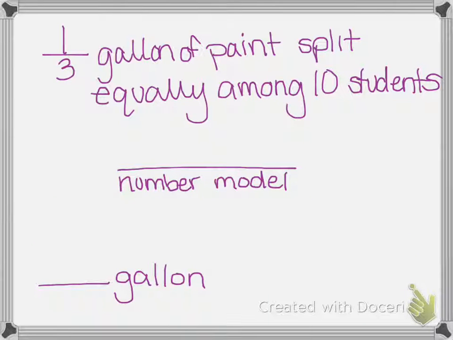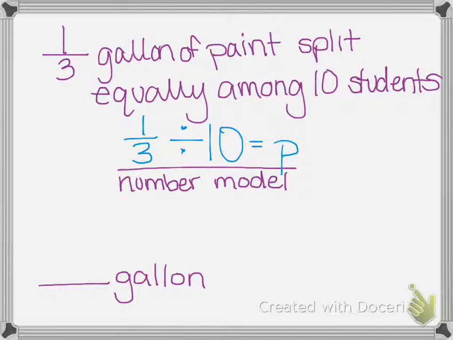Number 2 says Mr. Havlis split 1/3 gallon of paint equally among 10 students for a mural they were working on. How much paint did each student get? So again, I have 1/3 of a gallon and I'm dividing it equally among 10 students, and we'll say equals P for paint. Then to actually solve it, I can either find a common denominator or I can use the reciprocal.